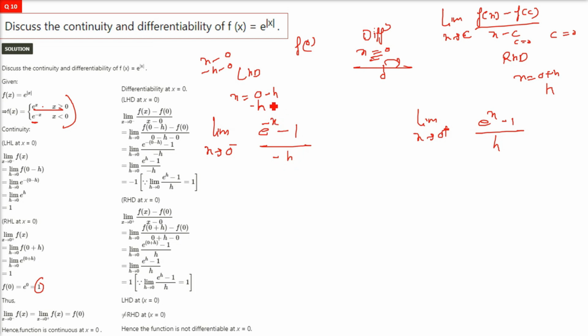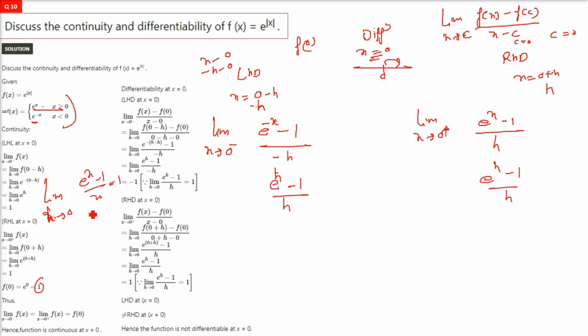In the left hand limit, x will be replaced by negative h. So it will be e raised minus of minus h, that is (e raised h minus 1) by h. Here we have (e raised h minus 1) by h. Now we know what we have to do: limit h tends to 0. Remember that minus h is already there on the left hand limit.